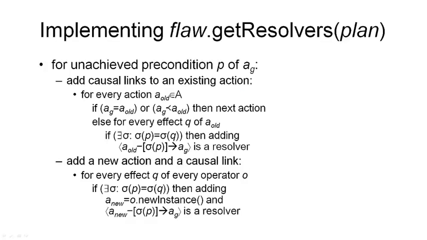Now that we have detected the two types of potential flaws that can exist in a partial plan, we need to look at the function that can remove these flaws, and this is this function here, getResolvers. A resolver is a way of removing a flaw from a plan. And we will first look at the flaw that is an unachieved precondition in our partial plan, and we will consider the precondition P of action AG.